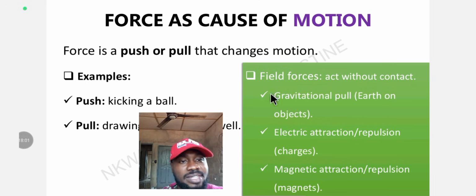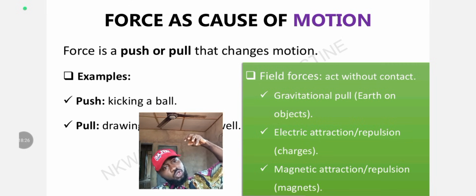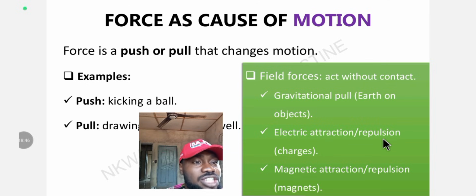And let's look at the examples of force field. The first we have is gravitational pull, the earth on an object. The gravitational force in the earth crust pulls all the objects on the earth downwards. The next we have here is electric attraction and repulsion. That's for charges. So contact is not needed, like the one we just explained for gravitational pull.